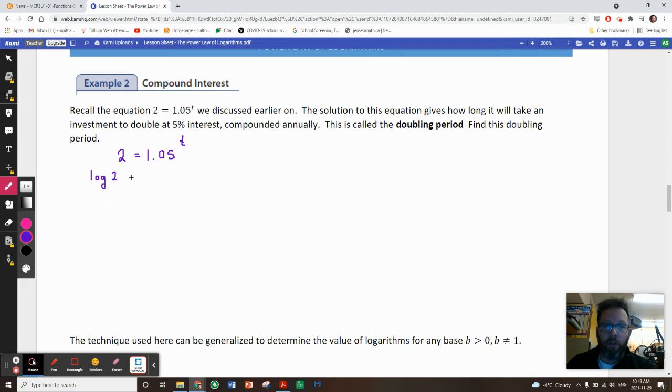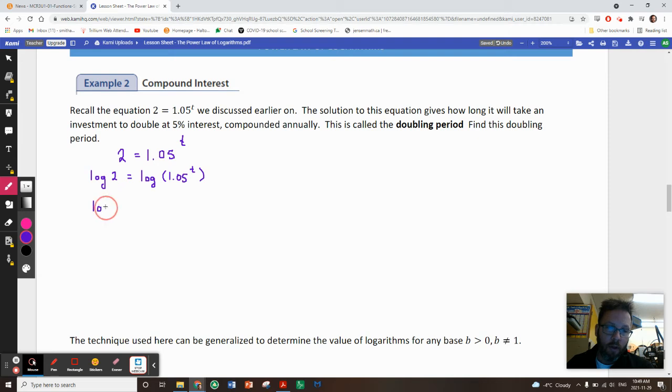The log of 2 and the log of 1.05 to the power of t. So why do we do that? We're taking the common logarithm, log base 10. Well, one, log 2 is something we can actually do on our calculator. Calculators have our log button. And we can take the right-hand side and get the t out of the exponent.